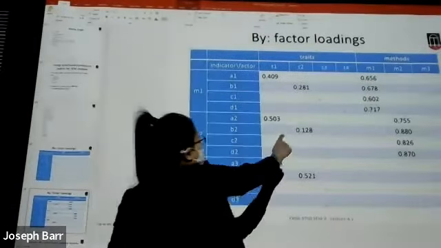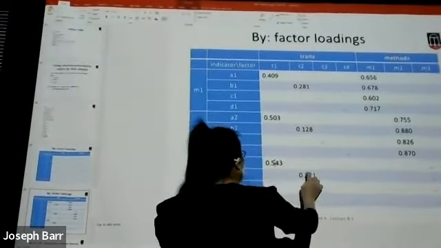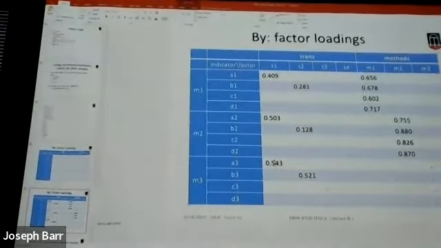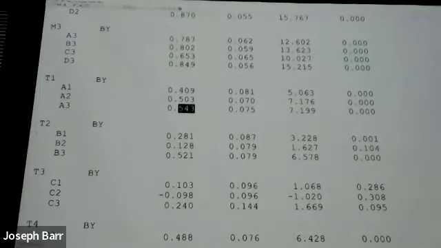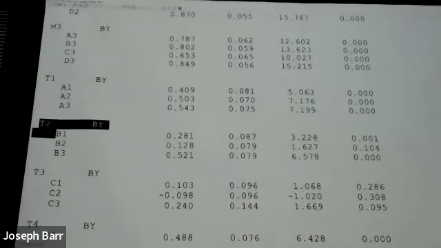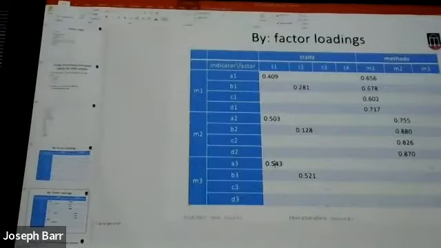And trait 2, achievement, is measured by B1, B2, B3. Okay. So if you go back to M+, achievement, measured by B1, B2, B3. These are 3 numbers. And you can just fill these numbers here. Okay. 0.281, 0.128, 0.521. These are 3 factor loadings.